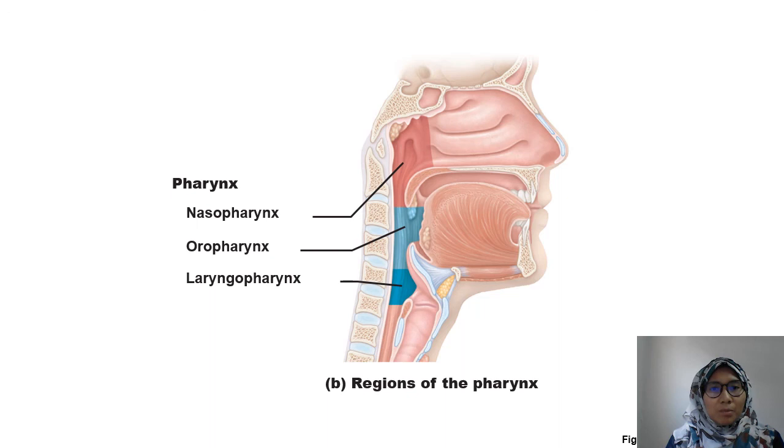Last but not least, this is the area of the nasopharynx. Nama naso means dekat dengan nasal cavity. Oropharynx, because oro means mouth. Laryngopharynx, because kawasan dia dah enter larynx.